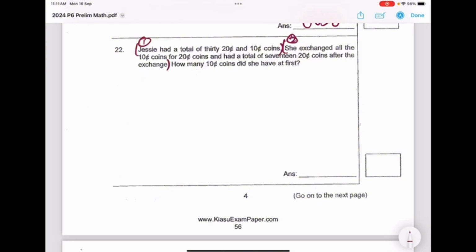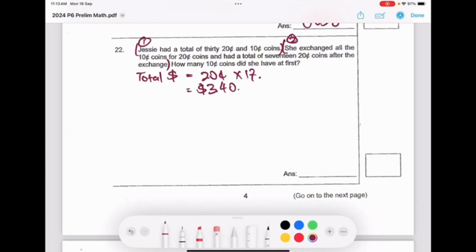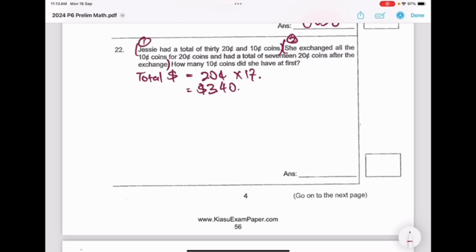If she had a total of 17 20 cent coins, what I can do is to find the total amount of money that she has. That would just be 20 cents times 17, and that would just give me $3.40. Knowing that her total was $3.40 and she had 30 coins, what I can use is to apply this concept called guess and check.